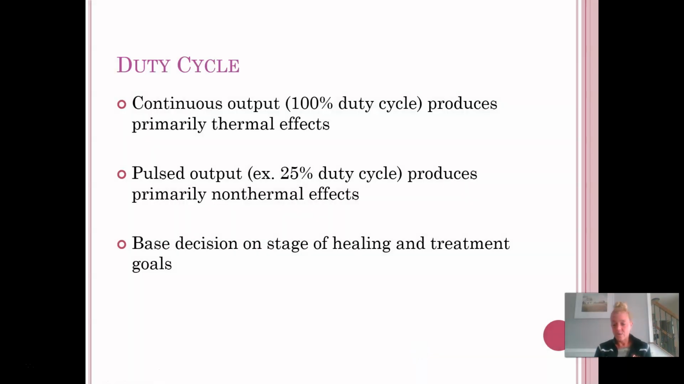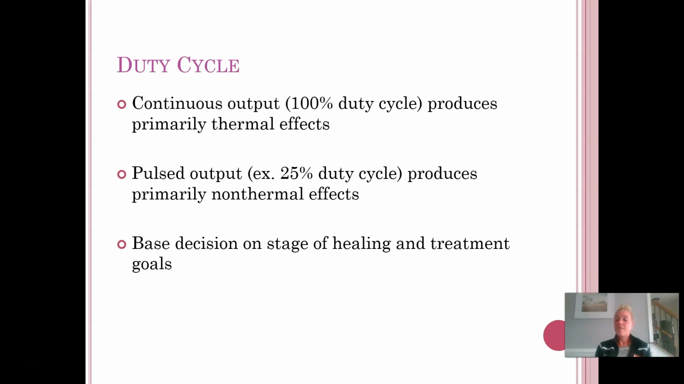So duty cycle. Duty cycle is another one of the settings that you will choose when you are doing a treatment. And really there's only 2 settings that you will have to choose between: continuous and pulsed. We base this on, again, what are our goals of treatment? If we want to heat the area, then we're going to choose a continuous duty cycle, or a 100% duty cycle, meaning that ultrasound is emitted out of the transducer 100% of the time, and that's how we're going to produce heat.